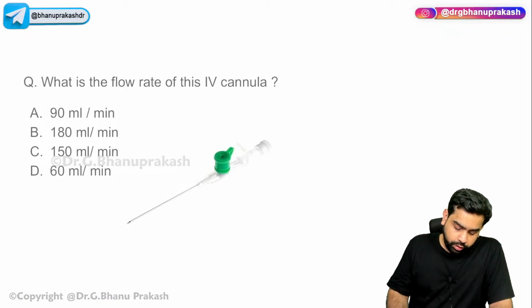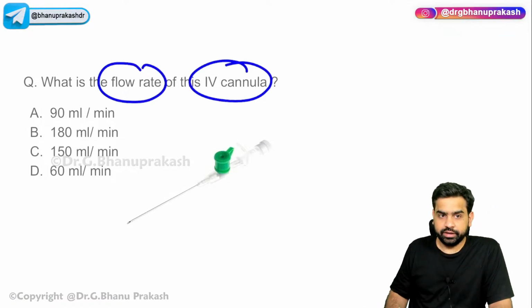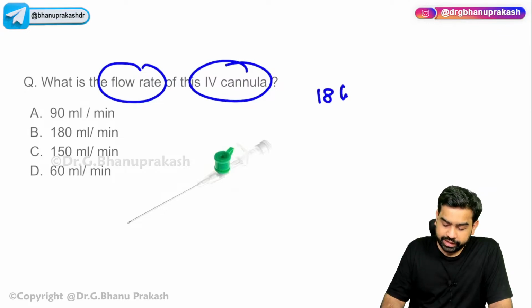Now, what is the flow rate of the IV cannula shown here? First of all, what is this? This is a green IV cannula. If I ask you the size of this cannula, what is it? Is it 14 gauge, 16 gauge, 18 gauge, 20 gauge, or 22 gauge? What exactly is this? The green IV cannula is basically 18 gauge. So this is an 18 gauge cannula.